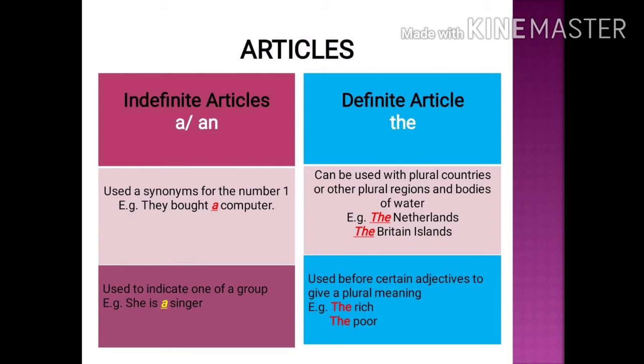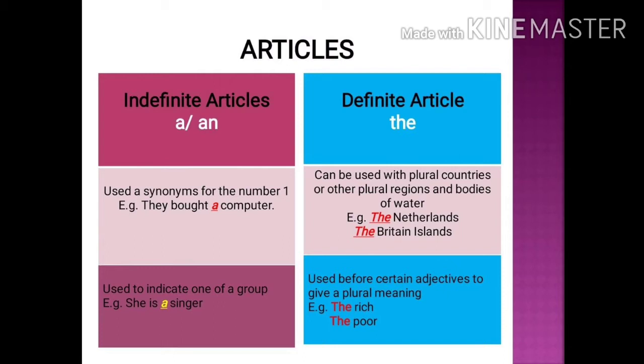Indefinite articles can never be used with plural nouns because the indefinite articles a and an mean the number 1. Indefinite articles are used as synonyms for the number 1. Look at the example given here, children. They bought a computer. When I say a computer, I mean one computer. However, definite article the can be used with plural nouns if you are particular about the plural noun.